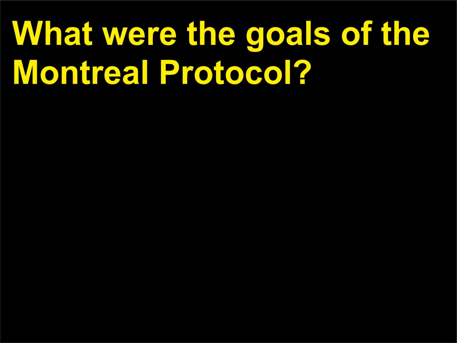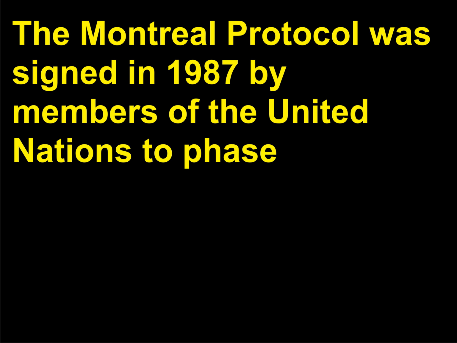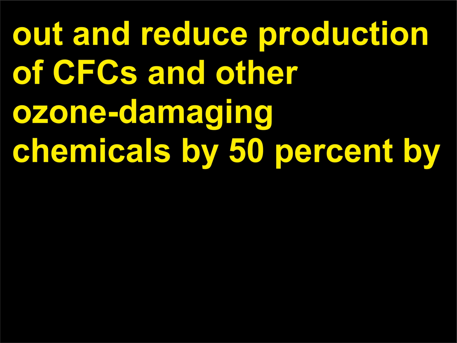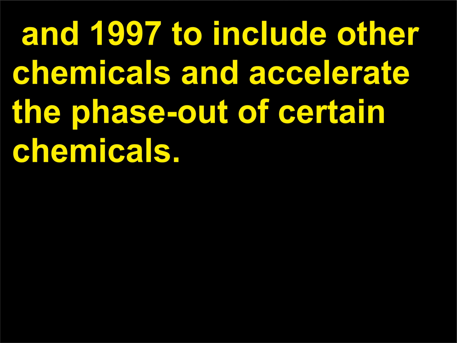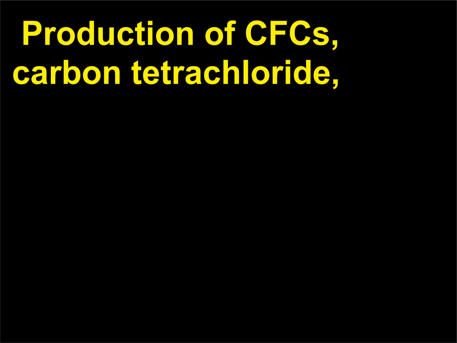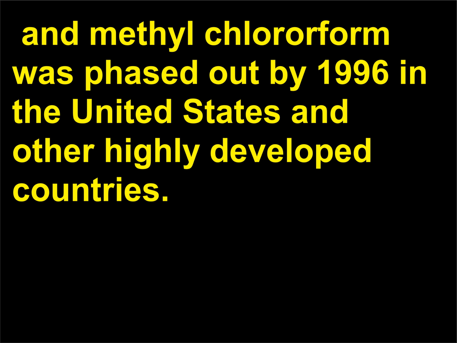What were the goals of the Montreal Protocol? The Montreal Protocol was signed in 1987 by members of the United Nations to phase out and reduce production of CFCs and other ozone-damaging chemicals by 50% by 1998. Amendments and revisions to the Montreal Protocol were made in 1990, 1992, and 1997 to include other chemicals and accelerate the phase-out of certain chemicals. Production of CFCs, carbon tetrachloride, and methyl chloroform was phased out by 1996 in the United States and other highly developed countries.